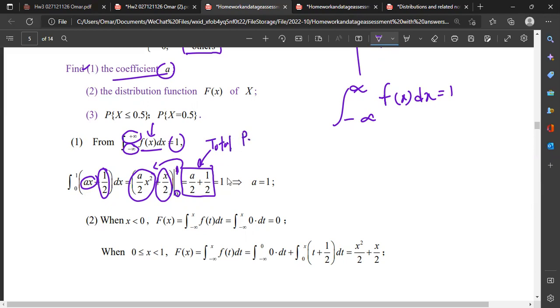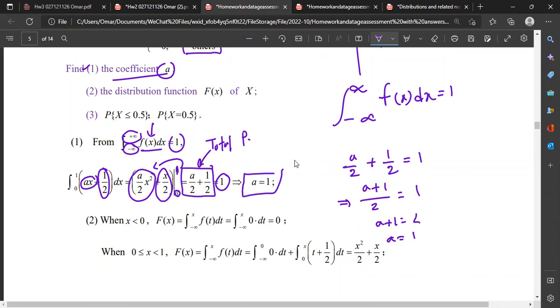And we know that the total probability is equal to 1. So now a by 2 plus 1 by 2 is equal to 1. So here it will be 2, and then a plus 1 equals 2. A plus 1 is equal to 2. A is equal to 1, right? So we find the value of a is equal to 1.